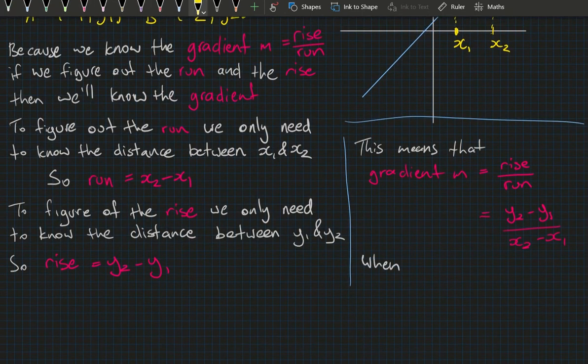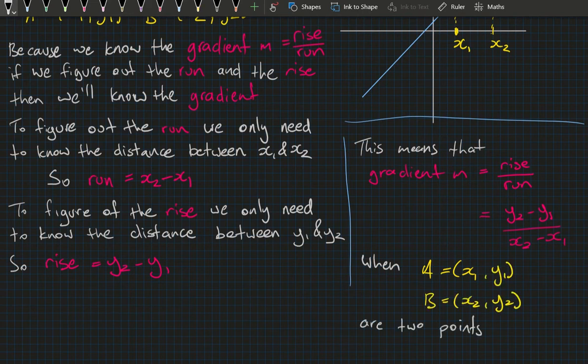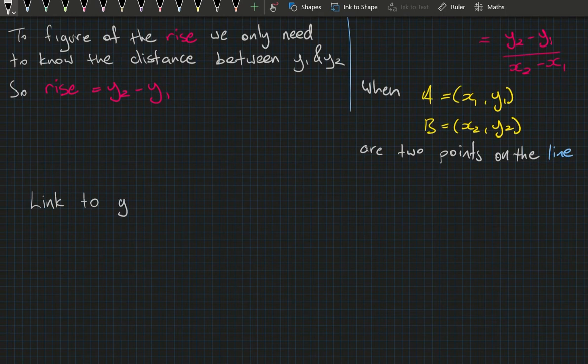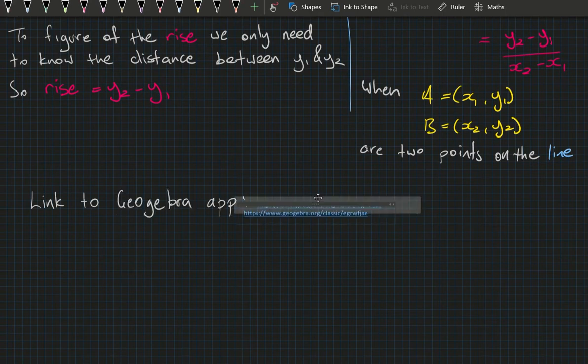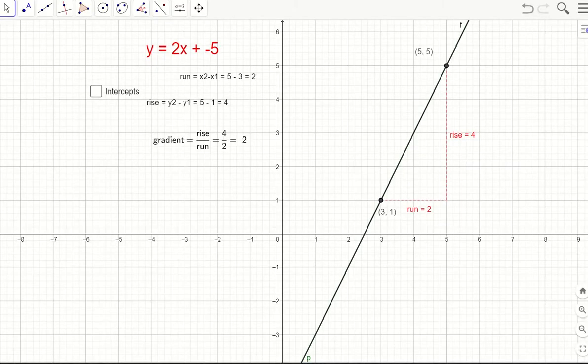When a equal to x1, y1 and b equal to x2, y2 are 2 points on the line. So let's have a look at this in GeoGebra by following this link. Okay, here we are in GeoGebra. You're all welcome to use this link and have a play with this yourself. Hopefully it really illustrates this type of maths for you.